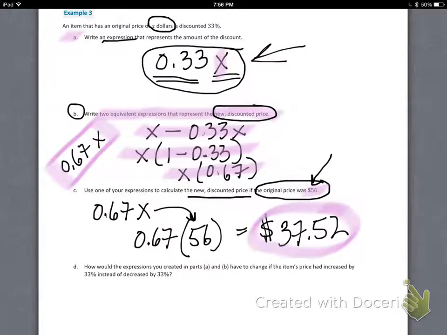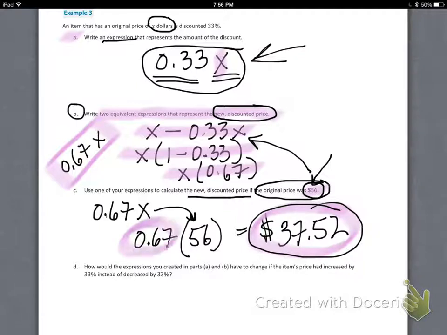So that's taking an original price of $56, discounting it by 33%, which is right here, and then getting a new discounted price of $37.52, which represents 67%, or 0.67 of the original price.